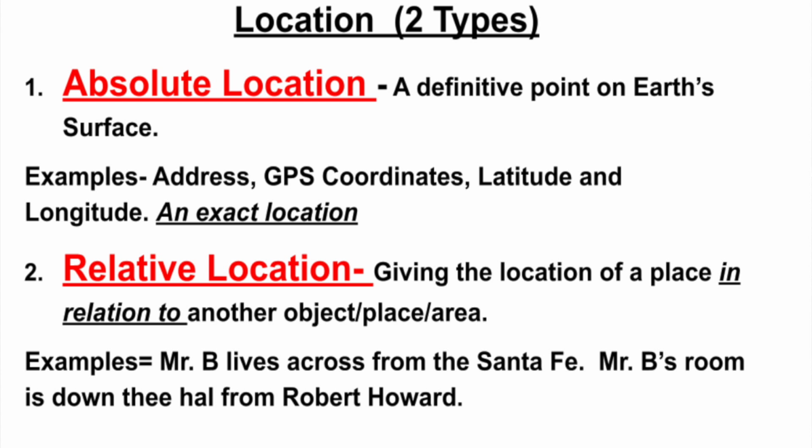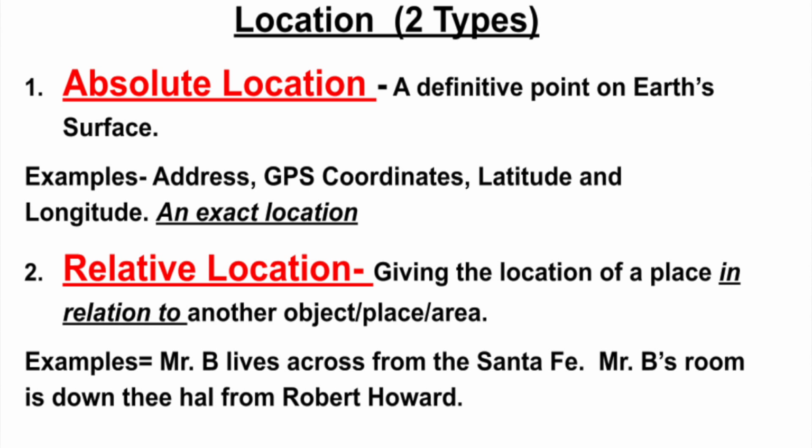The 2 types of location are relative and absolute. Now, absolute location is a finite point on the Earth's surface. It's GPS, it's a brick and mortar address, it's a definitive place that you can find on planet Earth. So my address is absolute location. All right. If I gave you my latitude and longitude, that would be absolute location.